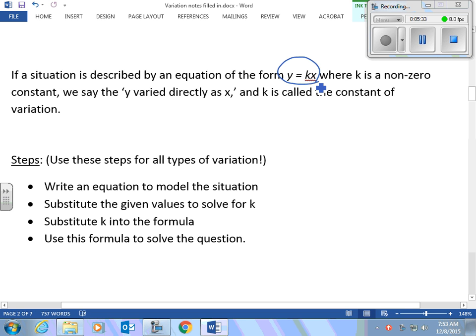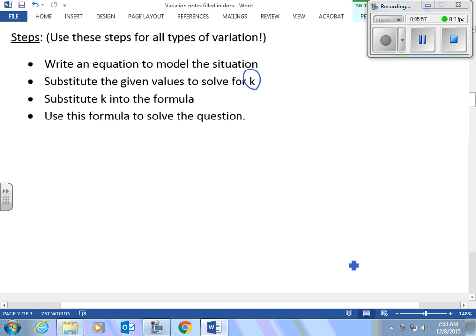And so these are the steps that we'll use, and as I mentioned earlier, we'll repeat those steps for every type of variation that we're doing. So write an equation to model the situation, substitute the values that you've been given, and solve for k, substitute k into your formula, and then use that formula to solve whatever your question is.